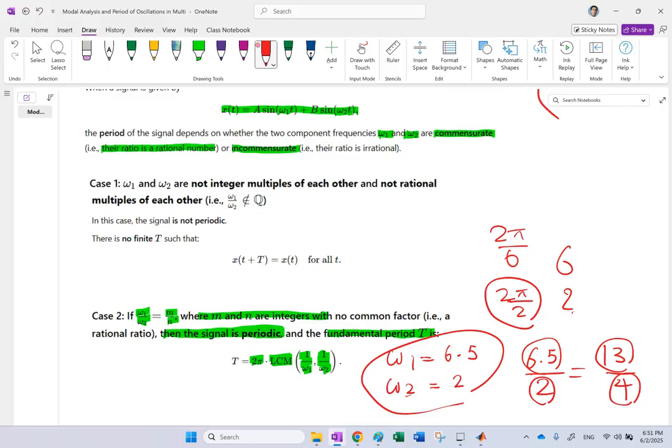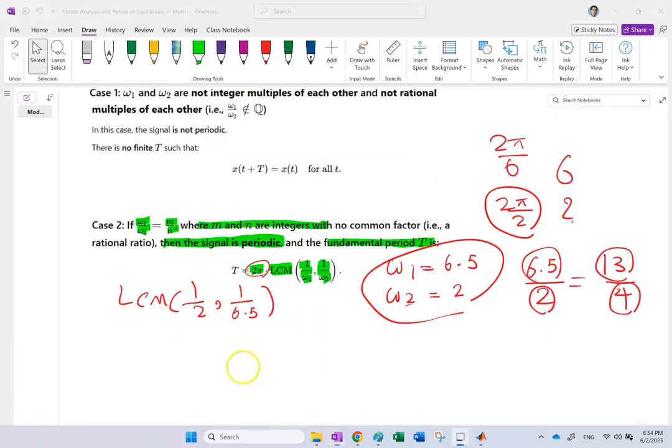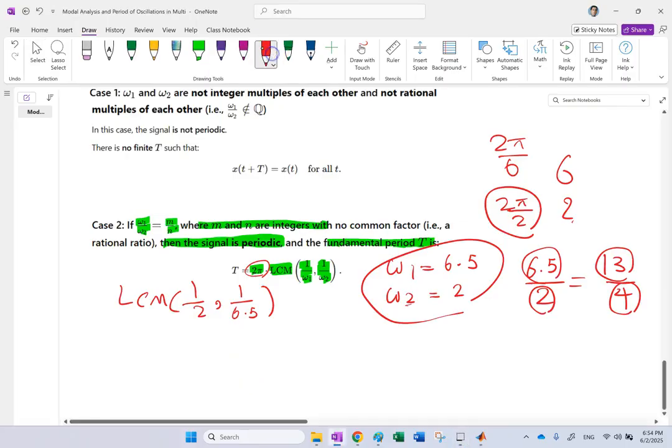Then we do a least common multiple of 1 over 2 and 1 over 6.5. Okay? So we need to find the least common multiple of those, and we multiply that by 2 pi, and that should be basically the answer. So now comes a bigger question. We are just constantly opening a can of worms, huh?